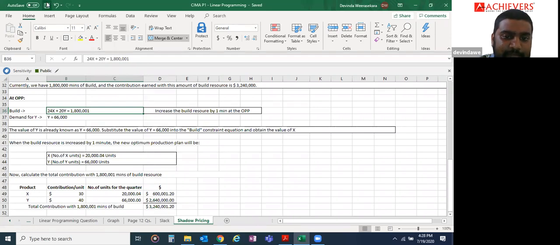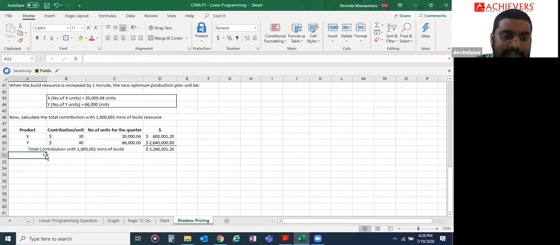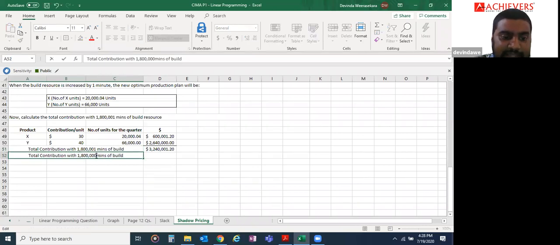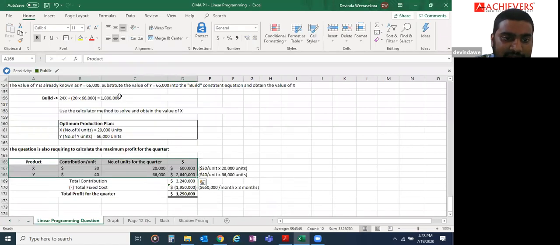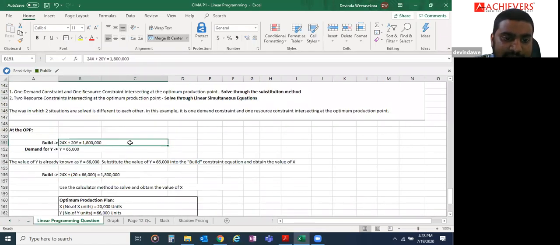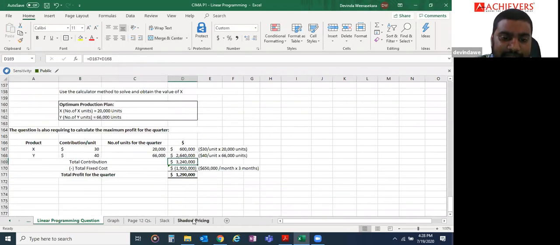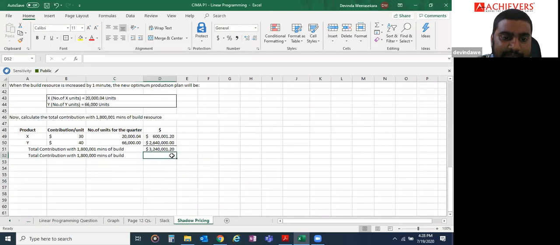Clear? Right. Whereas when I had 1.8 million minutes of build, how much of contribution did I earn? The earlier calculation that we did. Yeah, with 1.8 million minutes of build, we had a contribution of 3,240,000, isn't it? Right? So with 1.8 million minutes, I had a contribution of 3,240,000.